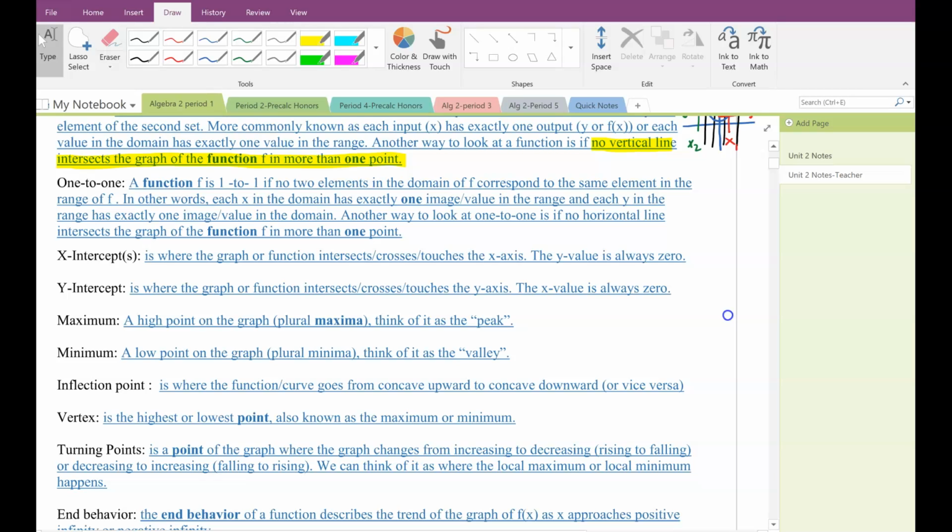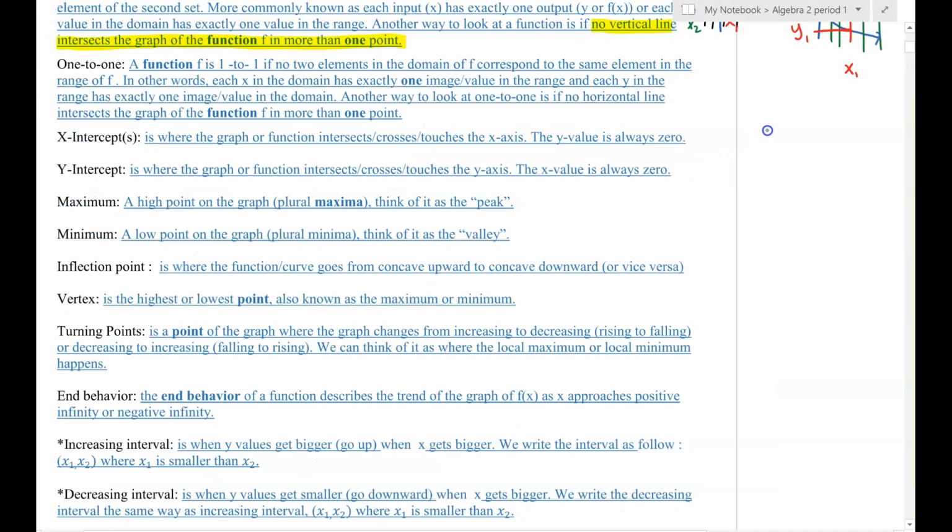Now, a one-to-one function is even more strict. A function f is one-to-one if no two elements in the domain of f correspond to the same element in the range of f. In other words, each x in the domain has exactly one image or one value in the range, and each y in the range has exactly one image or one value in the domain. Another way to look at one-to-one is if no horizontal line intersects the graph of the function f in more than one point. Okay, so a one-to-one function is even stricter than a function.